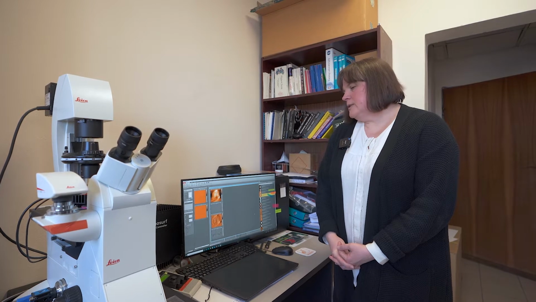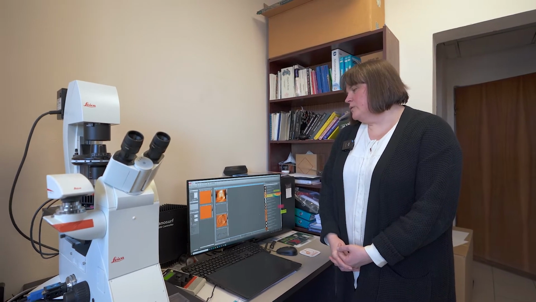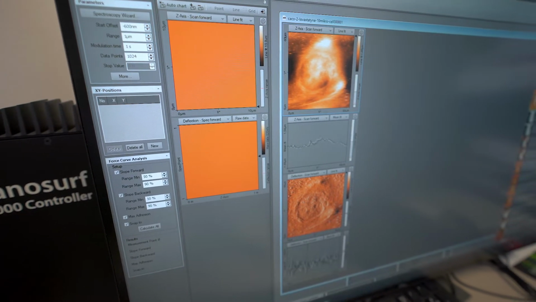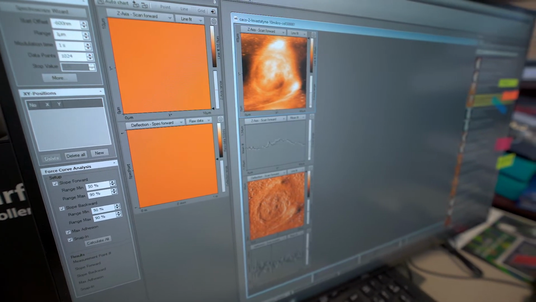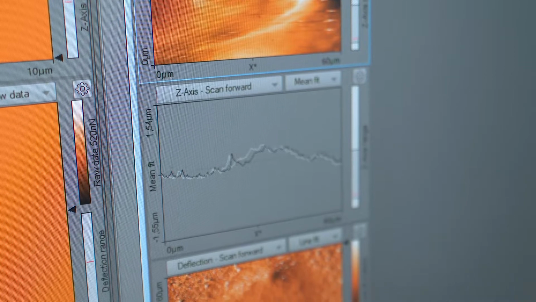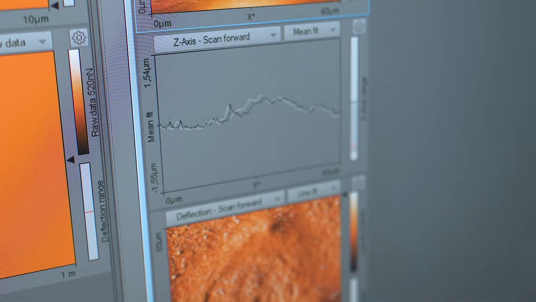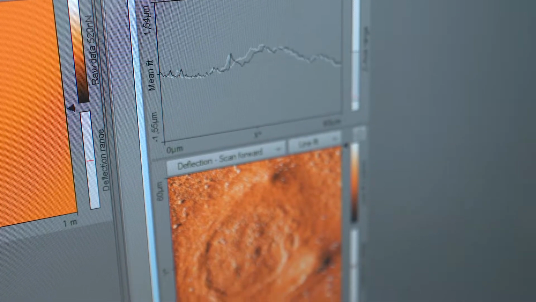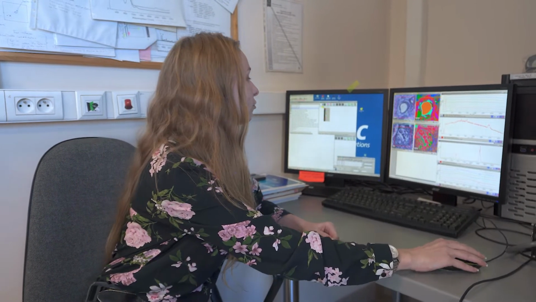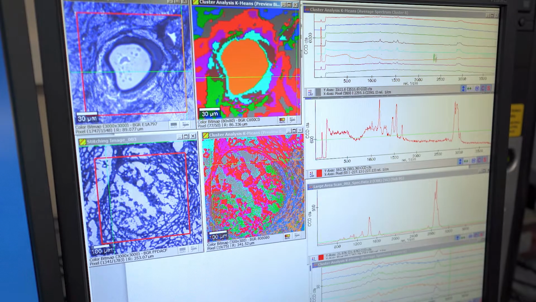Nanomechanical properties are analyzed, of course, by using dedicated software, which enables us to analyze parameters such as Young modulus, stiffness, and adhesion. Data acquisition is performed by using the VTEC Control Plus system, enabling cosmic ray removal, noise filtering, and baseline subtracting. Here we have a video image, Raman image, and Raman spectra for a normal human duct.